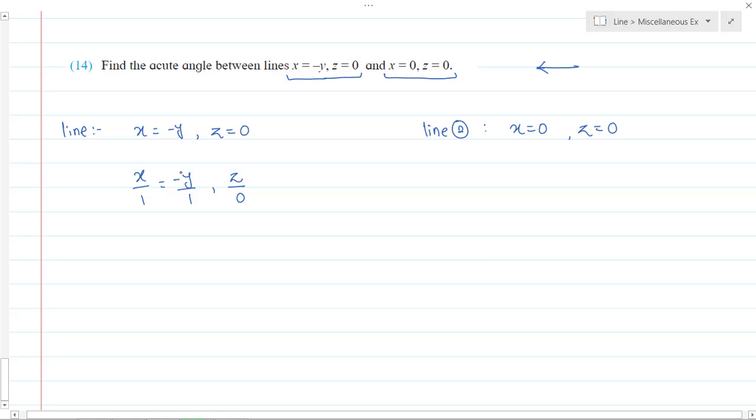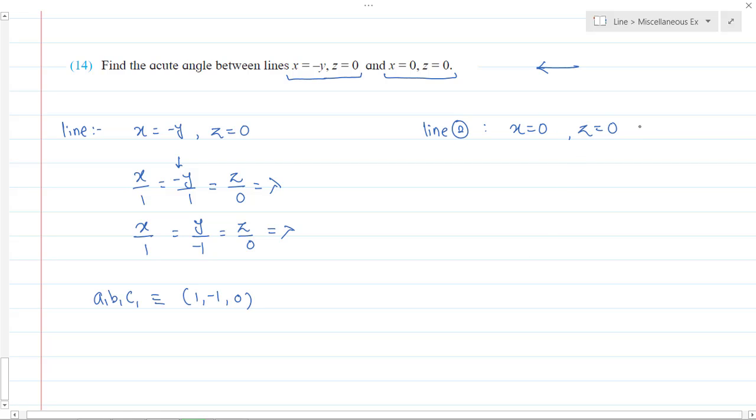I have already told you that in the standard form the coefficients of x, y, z should always be positive 1, but here we have negative 1. So what will be the direction ratio here? It is y by minus 1, z by 0. Now you can equate these, all equal to lambda. So what are the direction ratios of the first line, a1 b1 c1? It is 1 comma minus 1 comma 0.